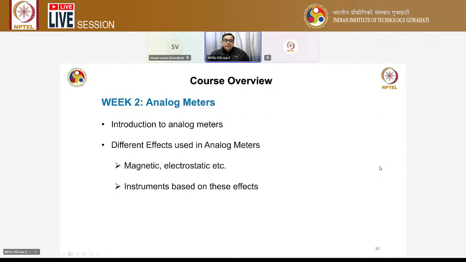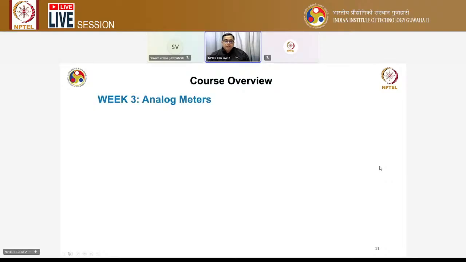Okay. The second week onward, we have focused on analog meters, and I have mentioned that analog meters is the longest module in our course. Here I started with a basic introduction to analog meters, and then we have done certain classification of analog meters based on different effects. These analog meters are based on different effects, be it magnetic, electrostatic, thermal, and so on, and we have categorized certain instruments based on these.